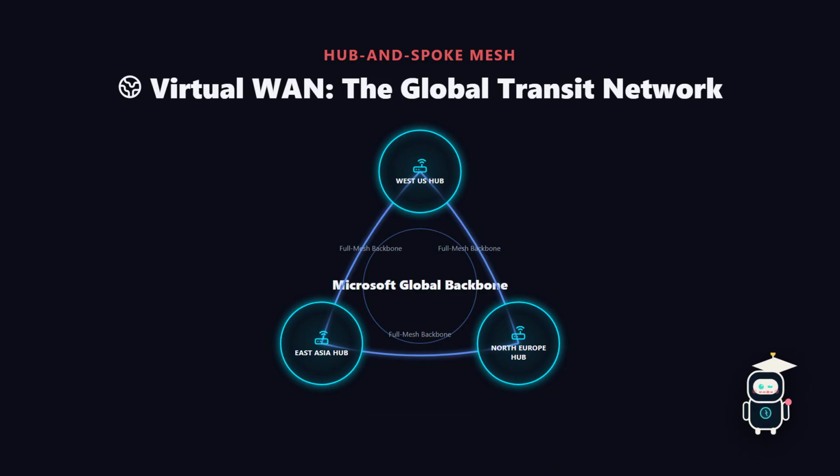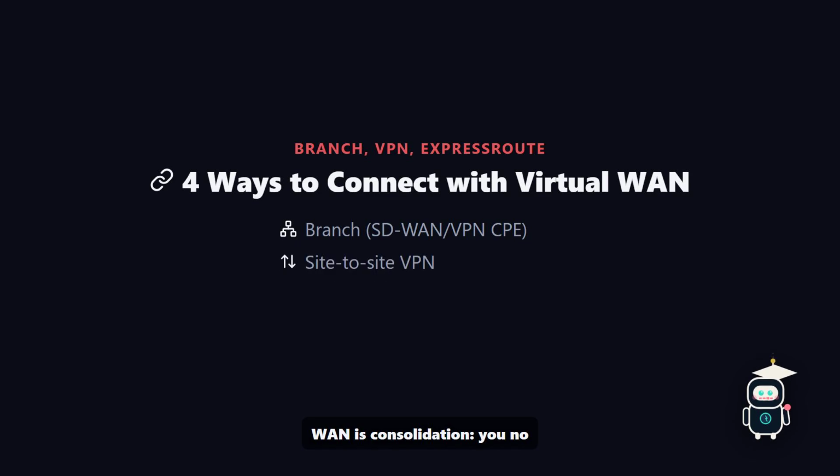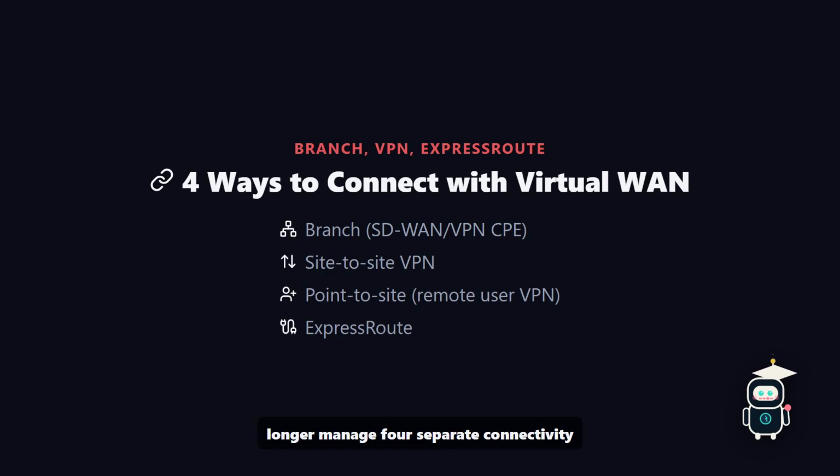The real power of Virtual WAN is consolidation. You no longer manage four separate connectivity products. On one dashboard, you can connect branch offices using your existing SD-WAN or VPN CPE, set up site-to-site tunnels to Azure, give remote users a point-to-site VPN, and terminate ExpressRoute circuits, all feeding into the same transit network. If you're designing a globally distributed footprint, start here instead of stringing individual VPN gateways together.